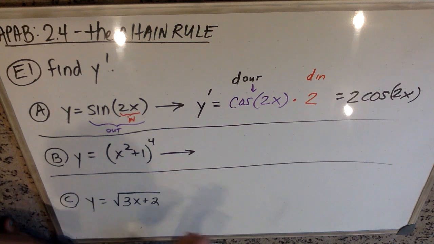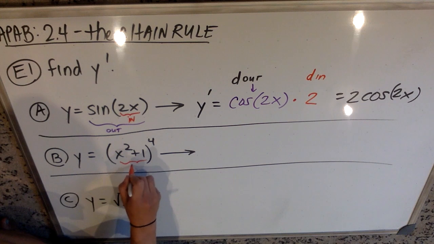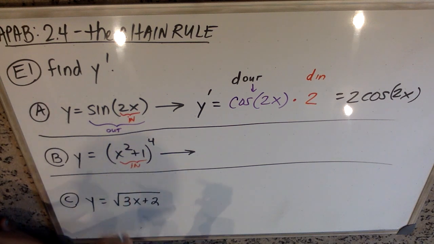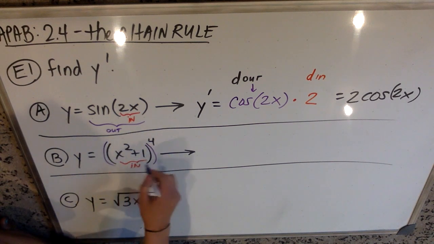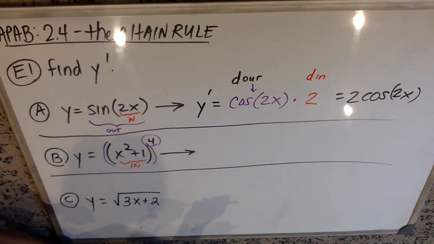Somebody might say, well, what if I just wanted to FOIL this entire mess out? And I guess you could. You could use Pascal's triangle. It would be awful. So the inside function here is the x squared plus 1, and the outside function is stuff to the 4th.